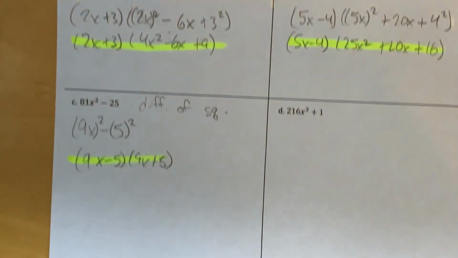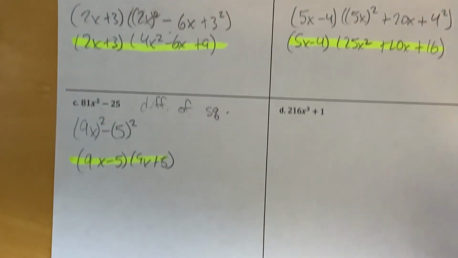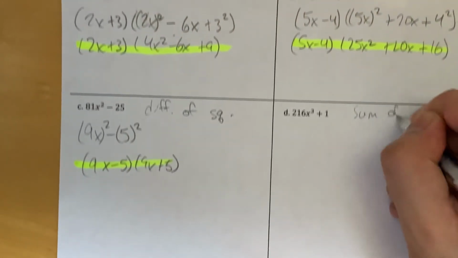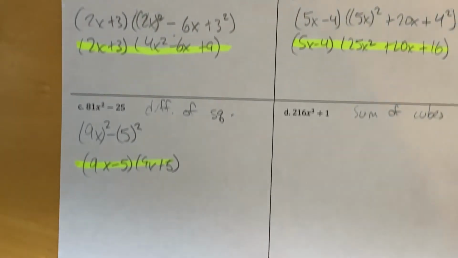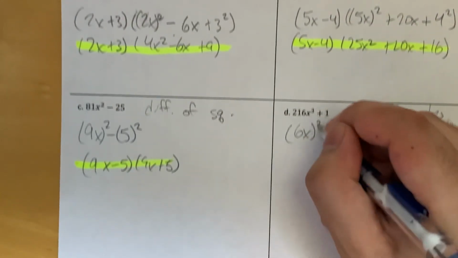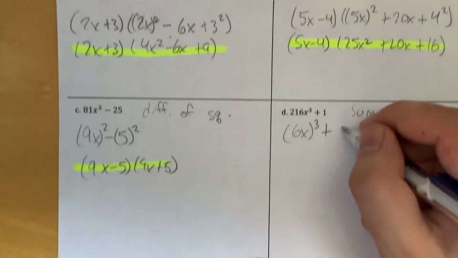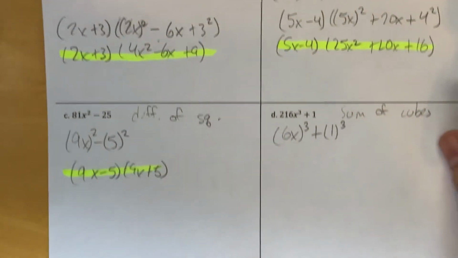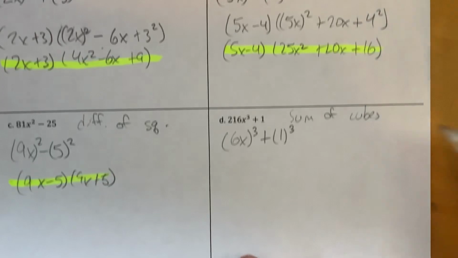So is this a difference of cubes, difference of squares, or sum of cubes? Right. Sum of cubes. You guys are looking at me like, but what's the cubic root of 1? We'll get there. Let's do the cubic root of 216, which is 6x cubed plus 1 cubed. 1 to the power of anything still gives you 1. You know, we're good to go.